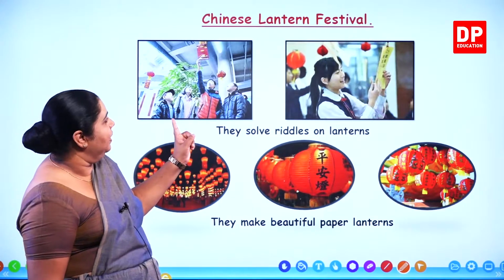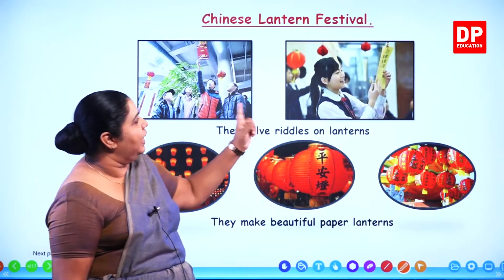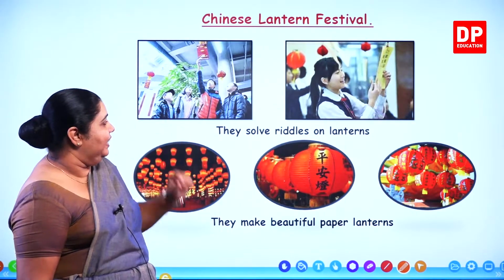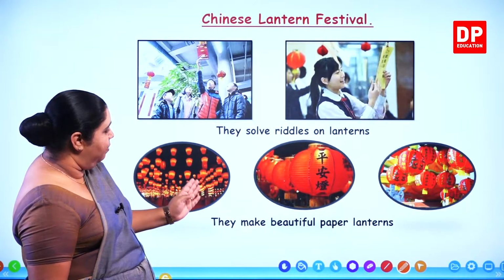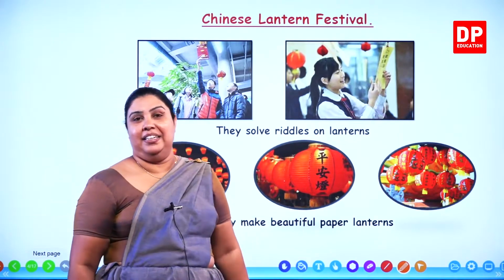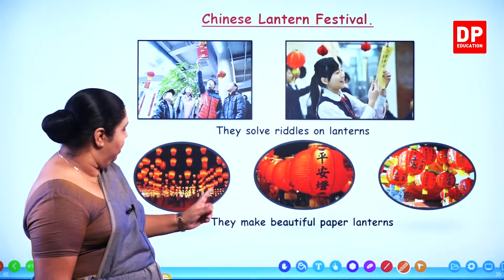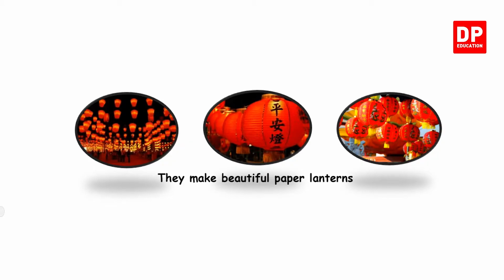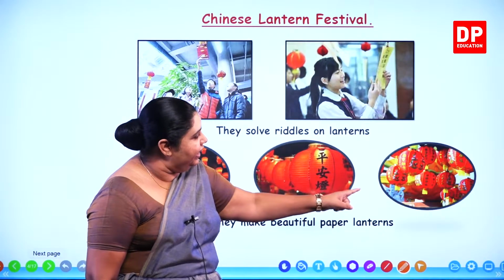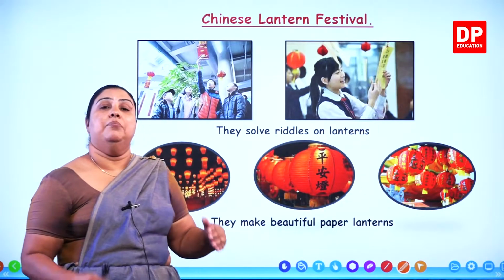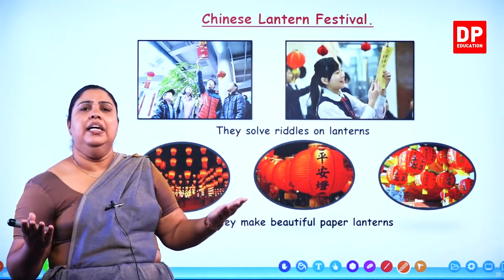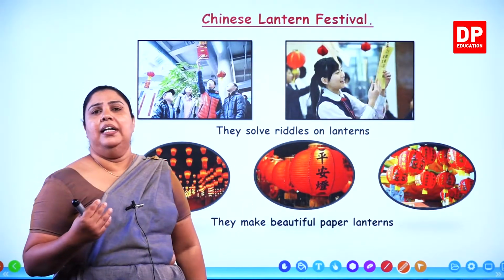Can you see? They are the school children, I suppose, and they are enjoying their lantern festival like this. So what can you see? They make beautiful paper lanterns. Can you look at the paper lanterns? And they lit all these lanterns. Can you see the riddles written? And then they are so colorful. They are in bright colors. I think sometimes in Sri Lanka also you see these kind of lanterns hanging.